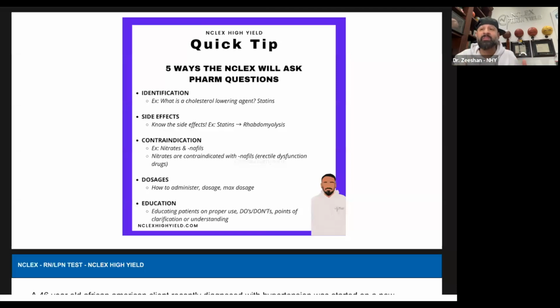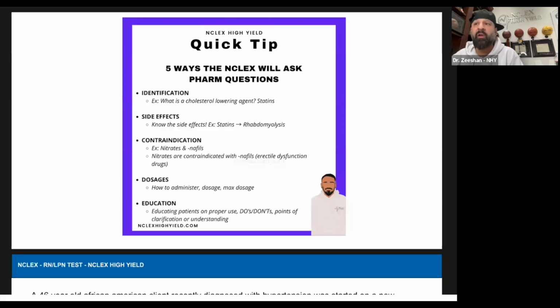I like doing system by system. Anybody that's been in the course or done the on-demand, I do cardio pharm. I do respiratory pharm. I do GI pharm. And we add it all in as a progression. Identifying the drug and knowing what they're used for is super important. But also knowing their side effects. Very important to know side effects as well too.